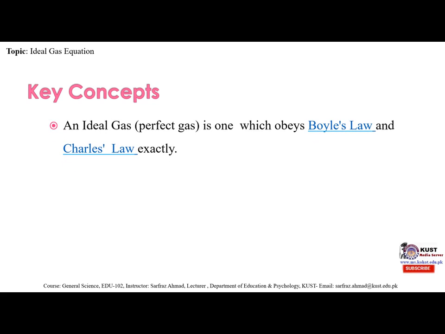An ideal gas, which is known as a perfect gas, is one which obeys Boyle's law and Charles's law exactly. An ideal gas is defined as one in which all collisions between atoms or molecules are perfectly elastic and in which there are no intermolecular attractive forces.